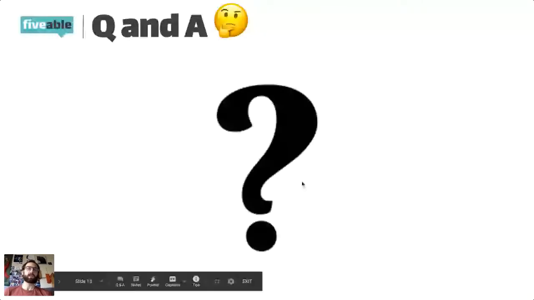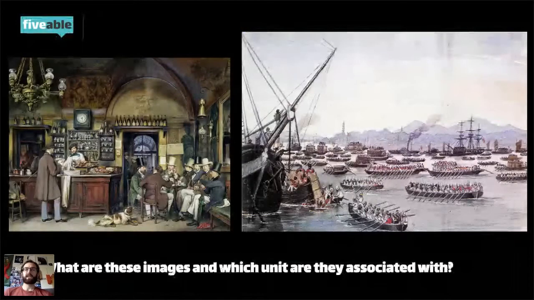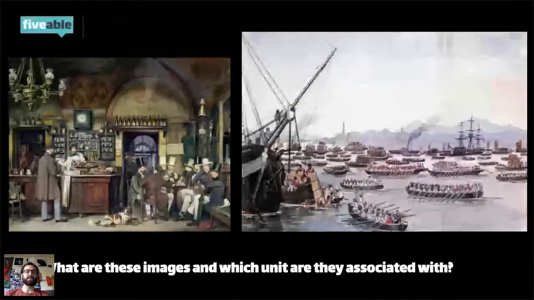So that was kind of talking about cultural globalization, and let's talk a little bit more about economic globalization. Here are 2 more pictures, and even if you're not entirely sure what these are, go ahead and take your best guess at what unit they might be associated with. I'll give you a clue. The one on the left is not a pub, although I can see why we might think it looks like a pub, but it's not a pub.